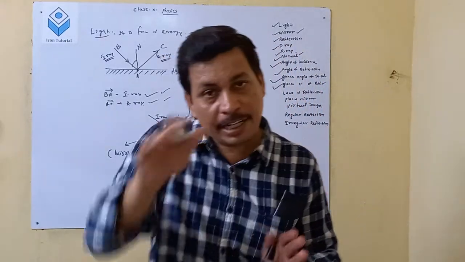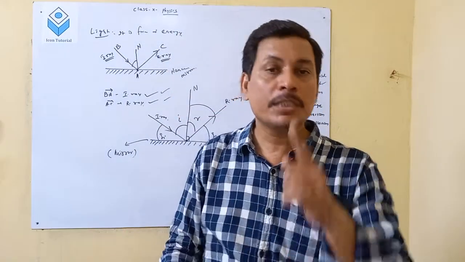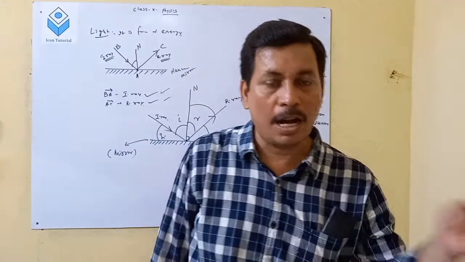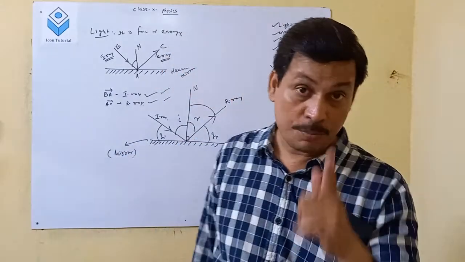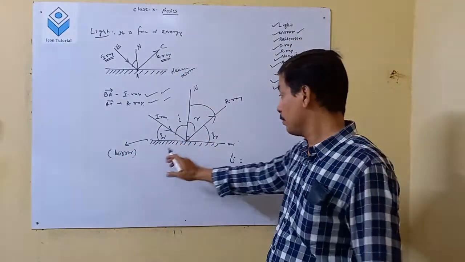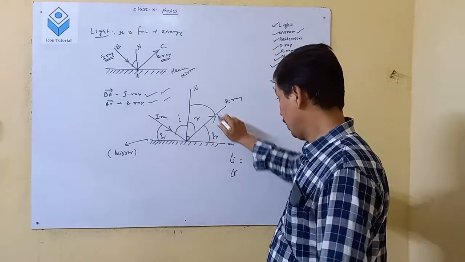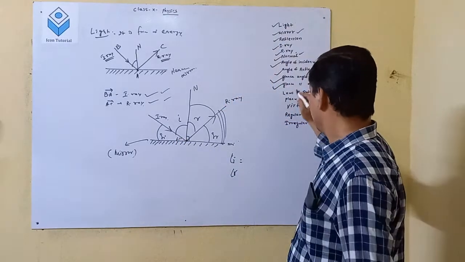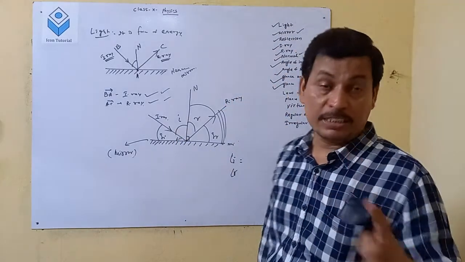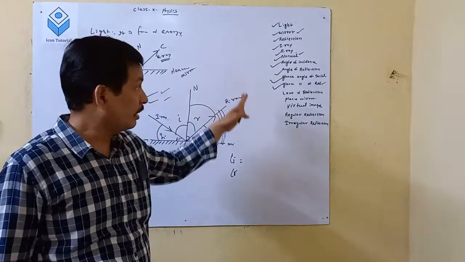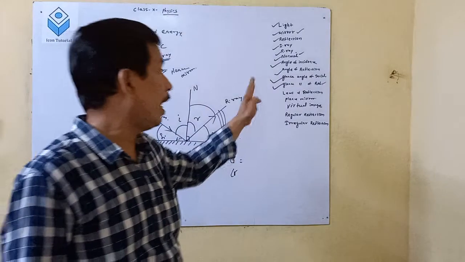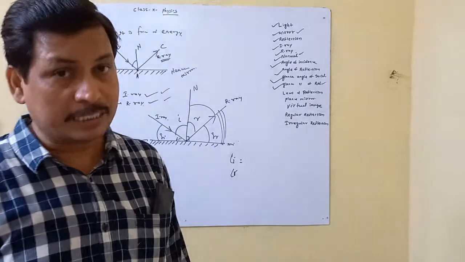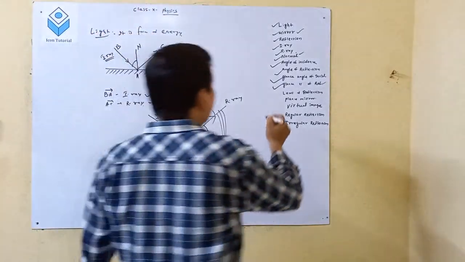The angle between the incident ray and the mirror is the glance angle of incidence, and the angle between the reflected ray and the mirror is known as the glance angle of reflection. Now, light, mirror, reflection, incident ray, reflected ray, normal, angle of incidence, angle of reflection, also glance angle of incidence and glance angle of reflection. Okay, understood? Now here, the laws of reflection.